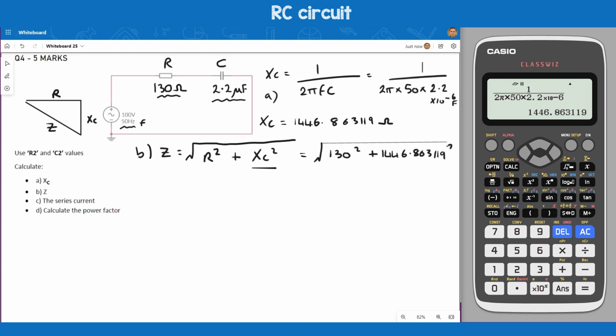Don't forget to square it because it's Pythagoras. So Z is going to be the square root of the resistance 130, then you press the X squared button, added to our last answer squared. So Z is 1452.692, if we're doing it to 3 decimal places, say.